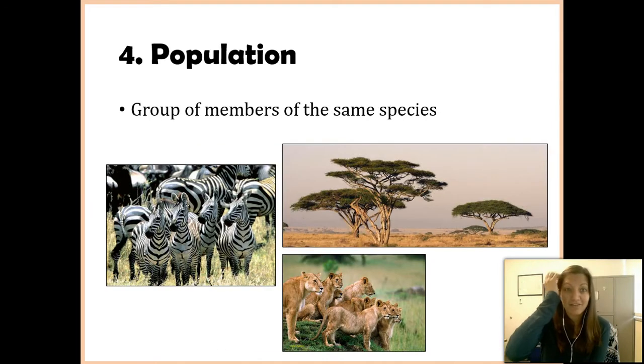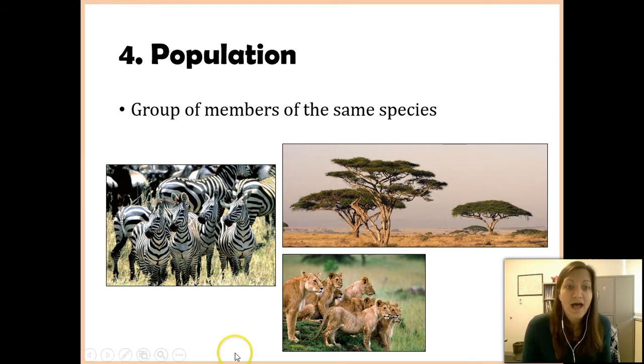Going to the next level down, populations. So we use the word population kind of every day when we talk about the human population. And that's actually very similar to how we use it in biology. A population is a group of members of the same species. So in communities, we have many different species. In a population, we're only interested in one species.